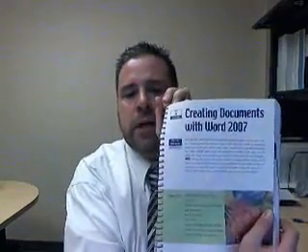So if you would, as you've done in the past, please get your textbook out, and we're going to begin by looking on page Word Unit A1, which is creating documents with Word 2007. And it looks a little bit something like this. So in Unit A, you're essentially learning how to create documents with Word 2007.